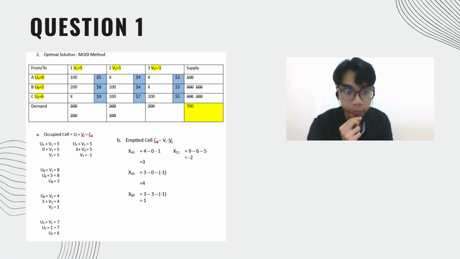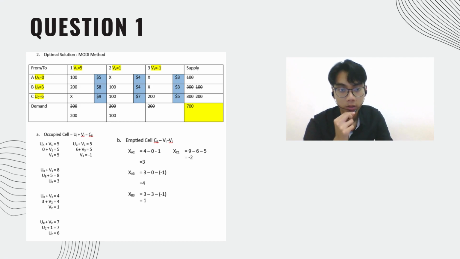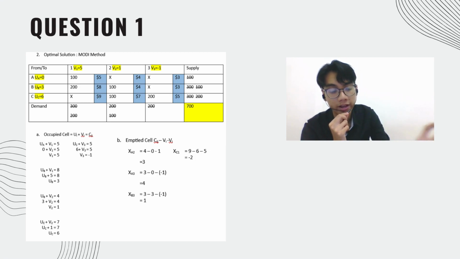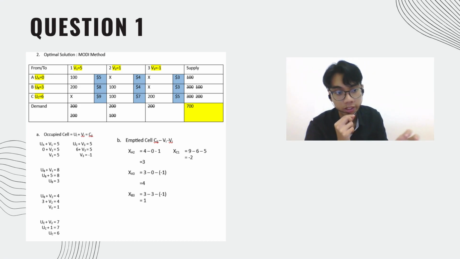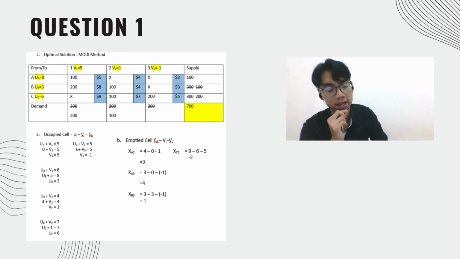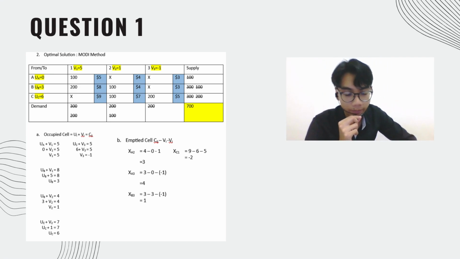For the Modi method, this table comes from the Northwest corner method, which we put here. In the Modi method, we need to calculate between the occupied cells and the empty cells. The occupied cell has its own formula: Ui plus Vj equals Cij.